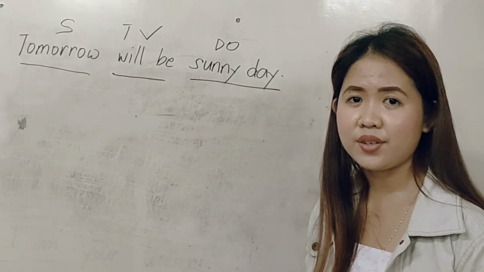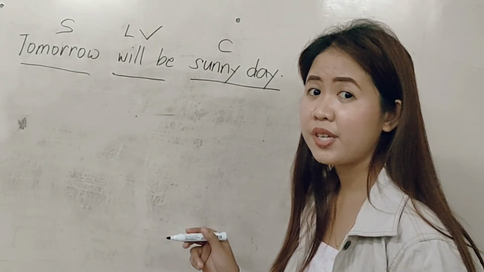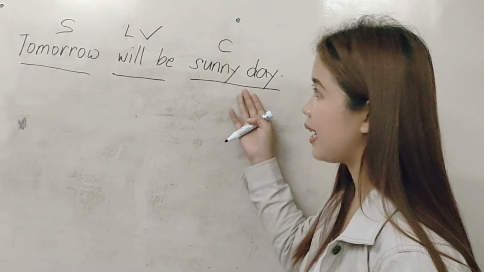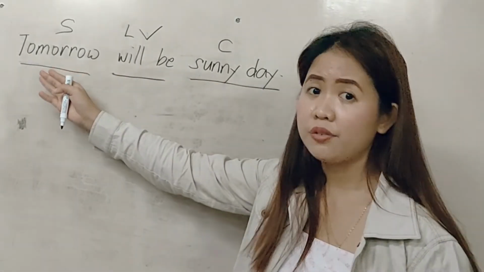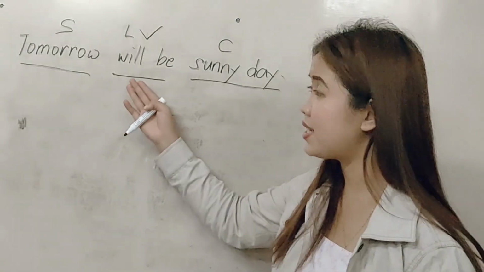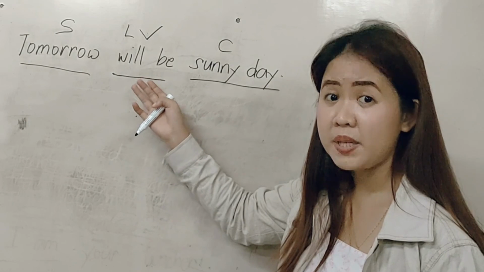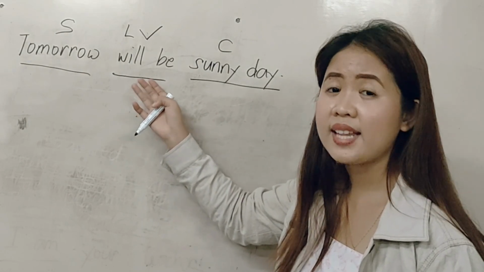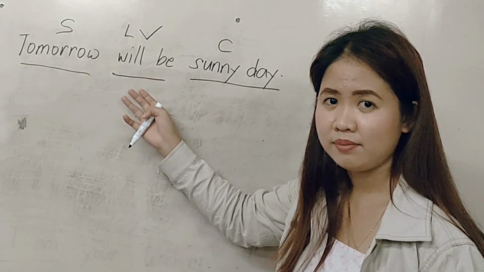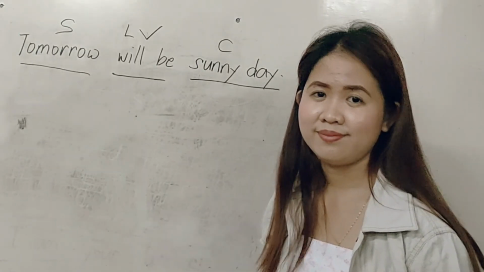So what is the answer? Our pattern is SLVC. Sunny day is the complement of the subject tomorrow. Again, these linking verbs shows a state of being. It is not an action word because this subject cannot perform an action.